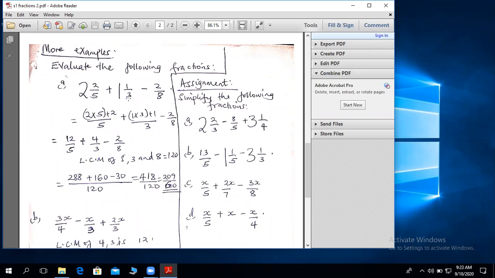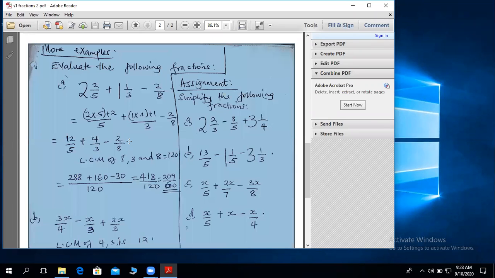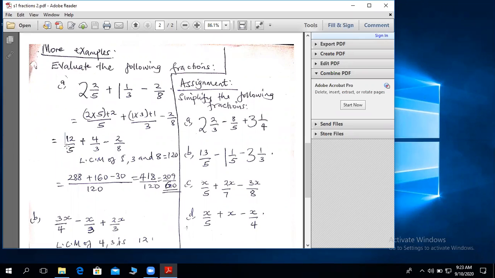Then here it becomes 1 times 3 plus 1. 1 times 3 is 3, then plus 1, it becomes 4 out of 3. That is what you are seeing here. Then we are subtracting 2 out of 8. So this now becomes our new fraction that we are dealing with.